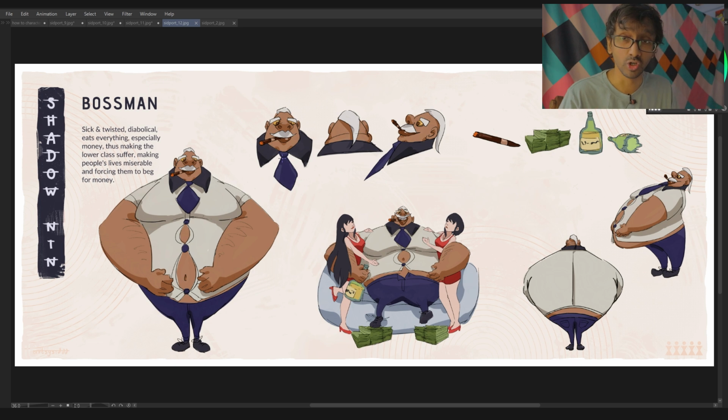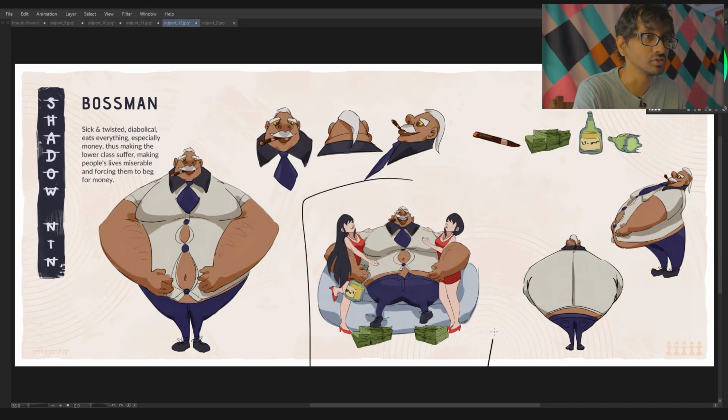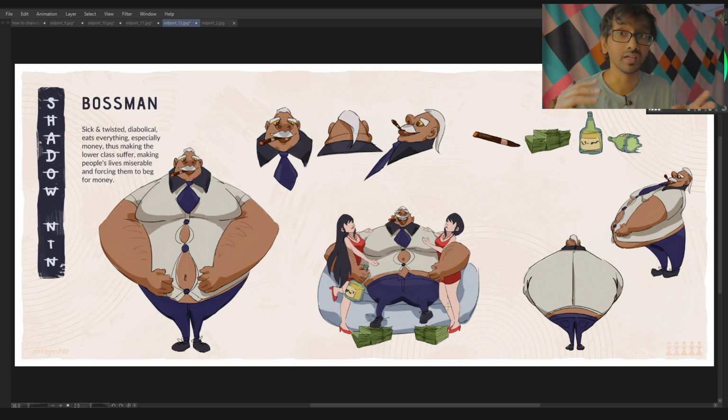He's fat, he eats a lot, he eats a lot of shitty food, he eats a lot of money, alright? He's greedy as fuck, alright? He's sick and twisted, he has a sick and twisted mind, he's diabolical, and this scene shows exactly how he is. So you get the idea of what I had in mind for an enemy character.